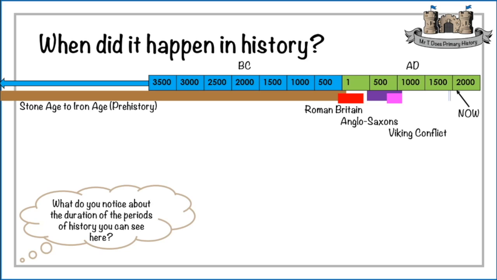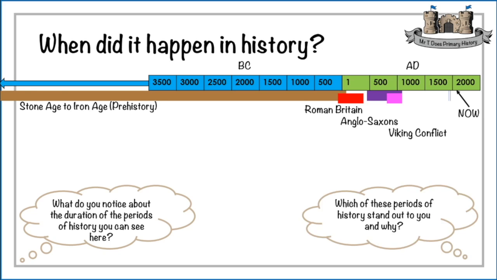What do you notice about the duration of the periods of history you can see here? Pause the video, have a think, have a discussion about the duration, the amount of time that the periods ran for. If you picked up on the fact that they're all different, that's correct. The longest being the Stone Age to Iron Age. You might have picked up on the overlap. It is possible and very common that we see multiple timelines existing at once, and we call that concurrence.